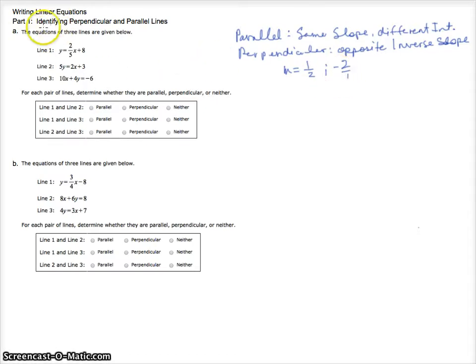Let's look at example A. The equations of three lines are given below. For each pair of lines, determine if they are parallel, perpendicular, or neither. In order for us to be able to solve this, we need to first make sure that they are all in slope-intercept form. To get line 2 into slope-intercept form, we just divide both sides by 5.